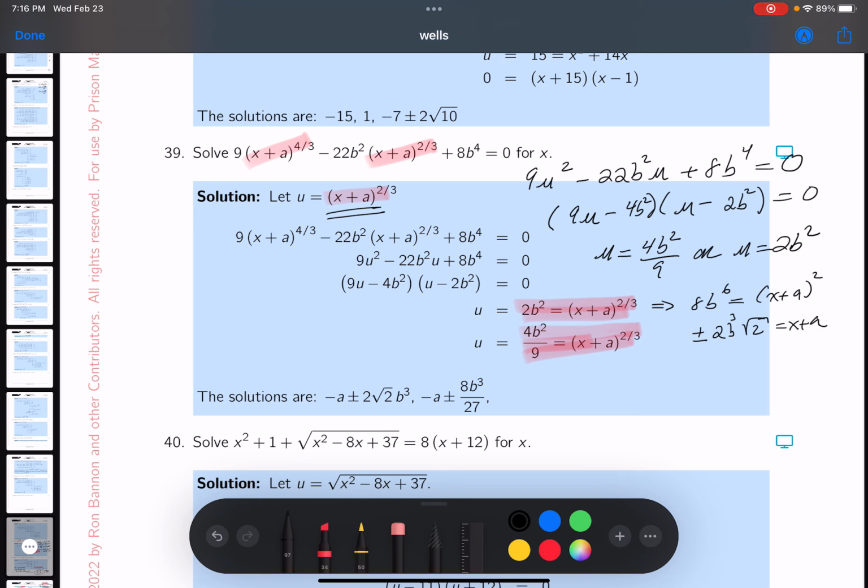So what do we get over here? Minus a plus or minus 2b cubed root 2 is equal to x. Let me show you where that is in the key. And that's right over here. All right, let's do the other one.